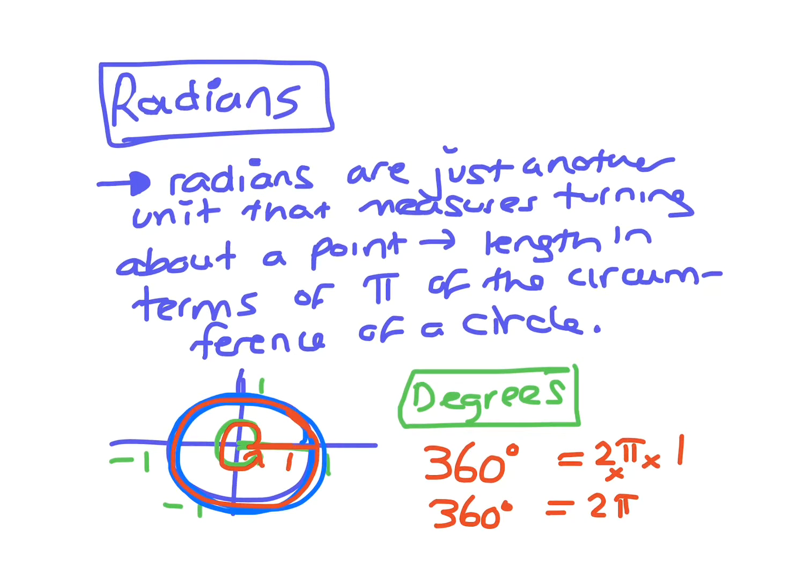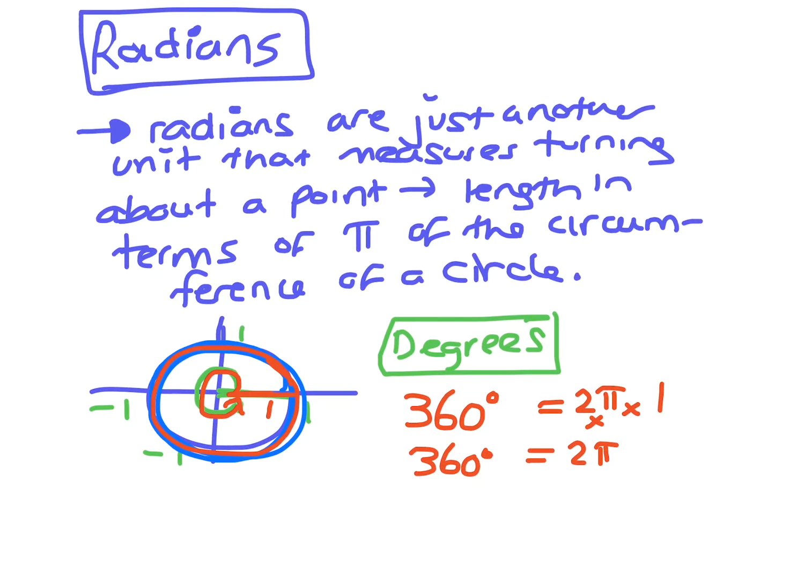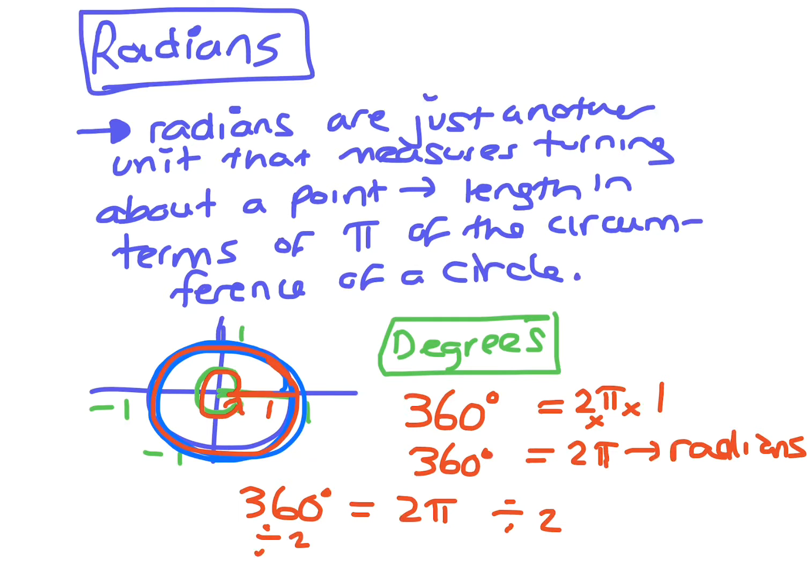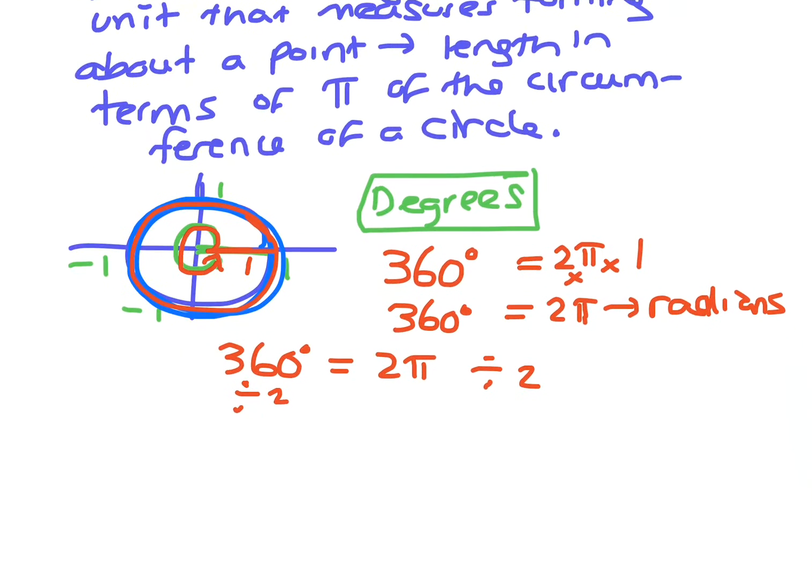So when something is in terms of pi, we say that it is in radians. So if 360 degrees equals 2 pi, then if you divide both sides by 2, the conversion between degrees and radians is 180 degrees equals pi radians.